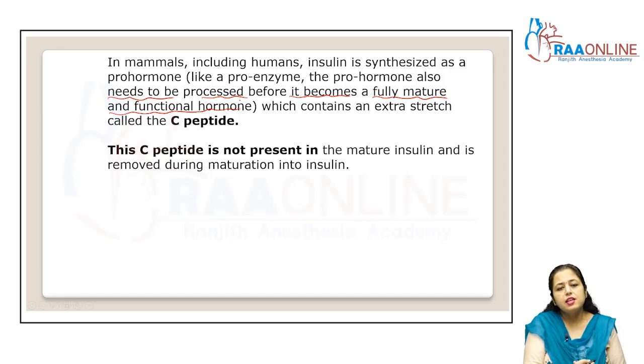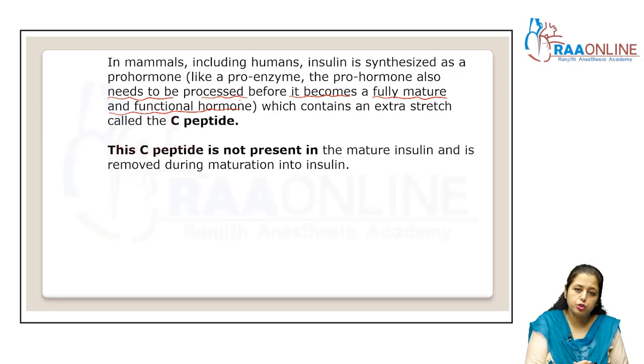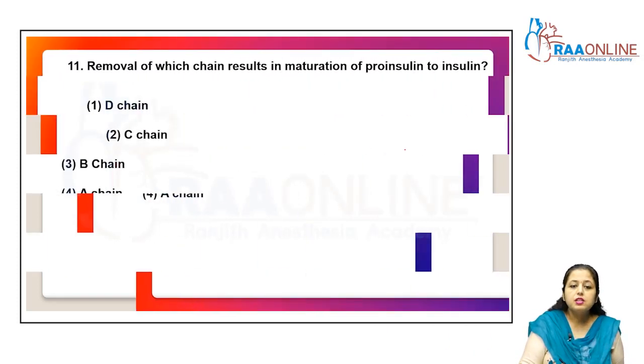So it contains an extra stretch called the C peptide, which is removed during the maturation into insulin. So the C peptide is not present in the mature insulin. Clear? That means the C peptide is present in the immature form, and after the maturation of insulin, the C peptide chain is removed. So the answer is C.